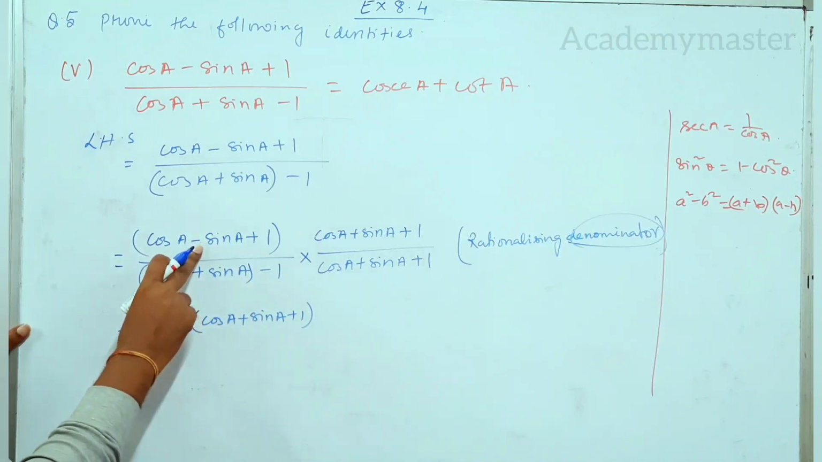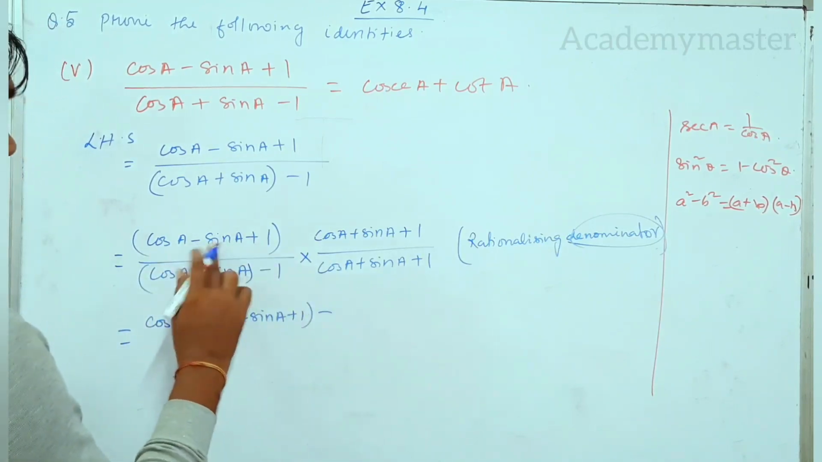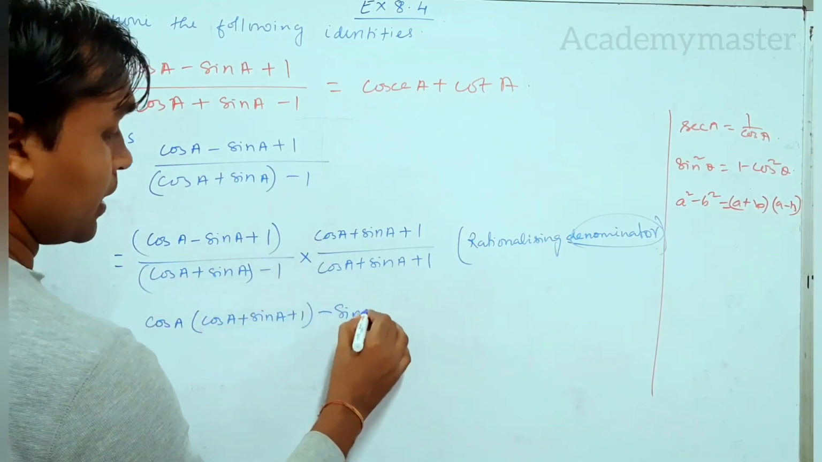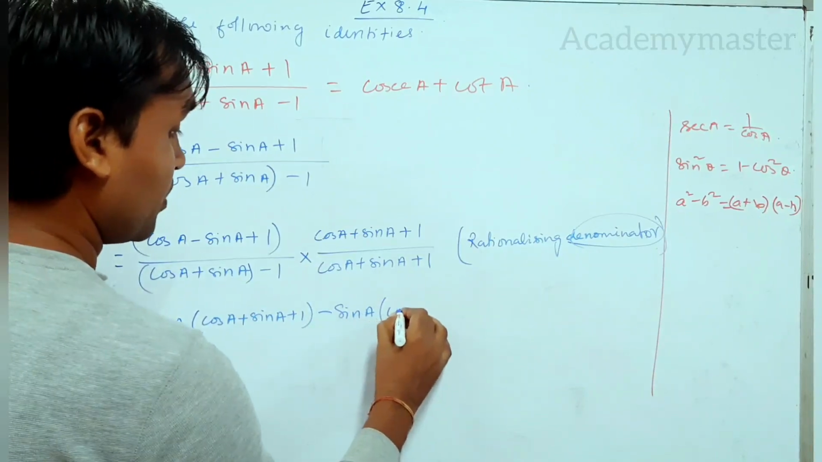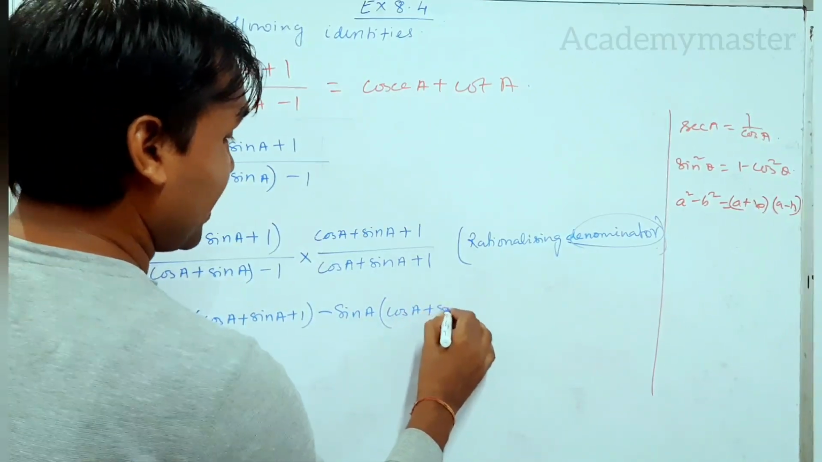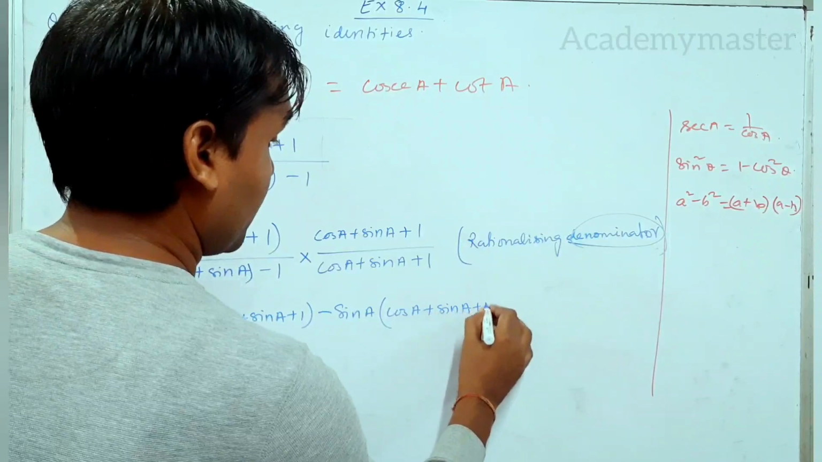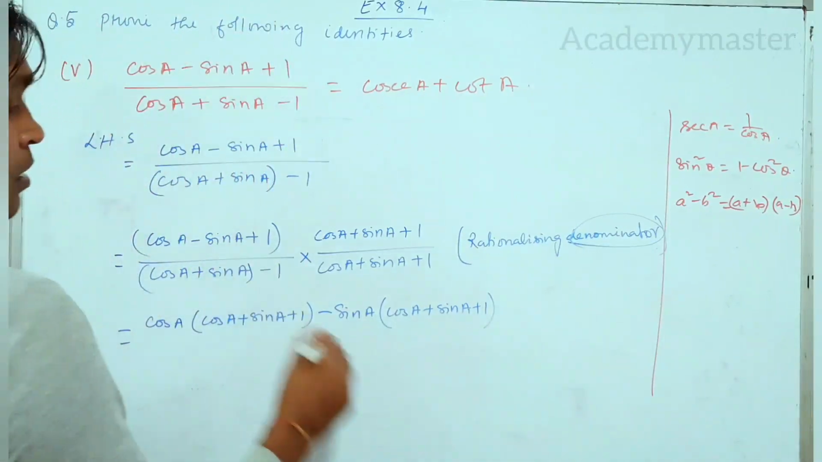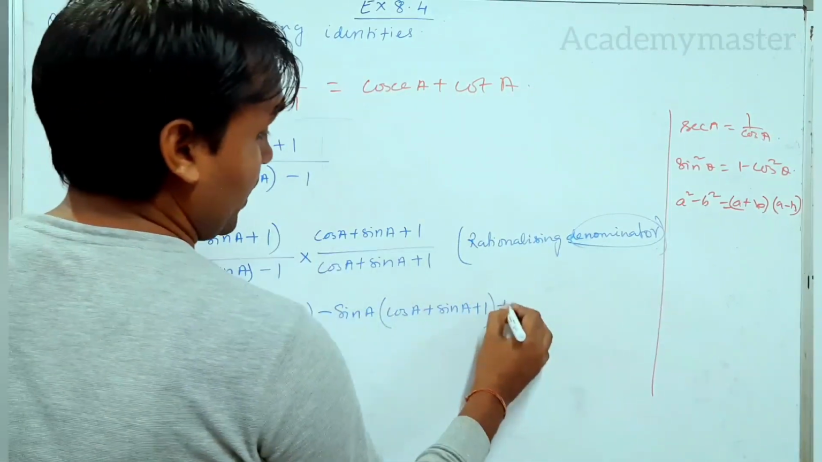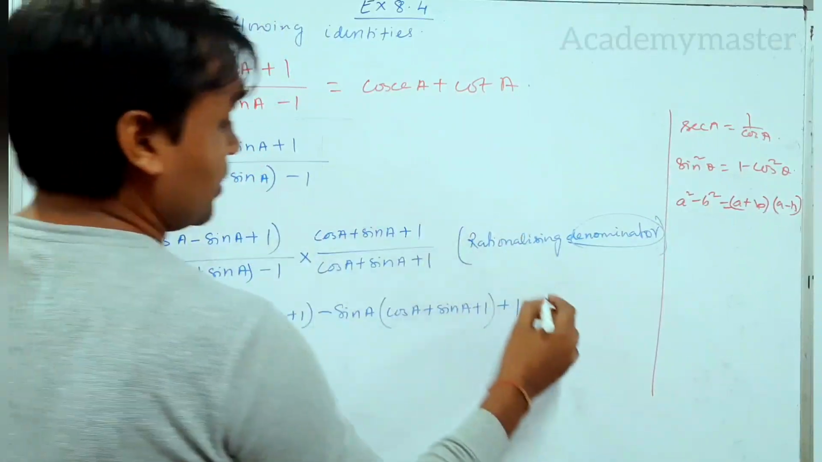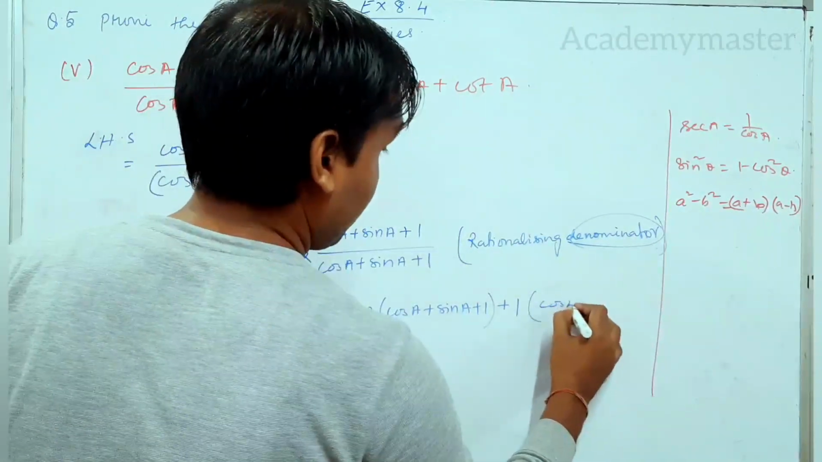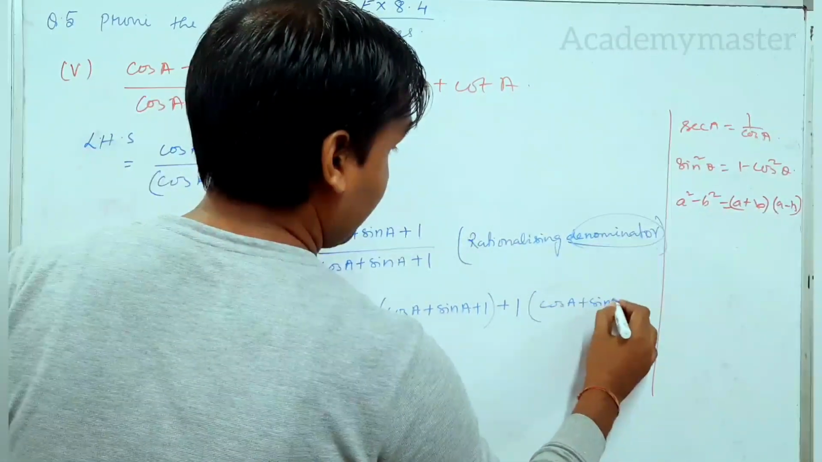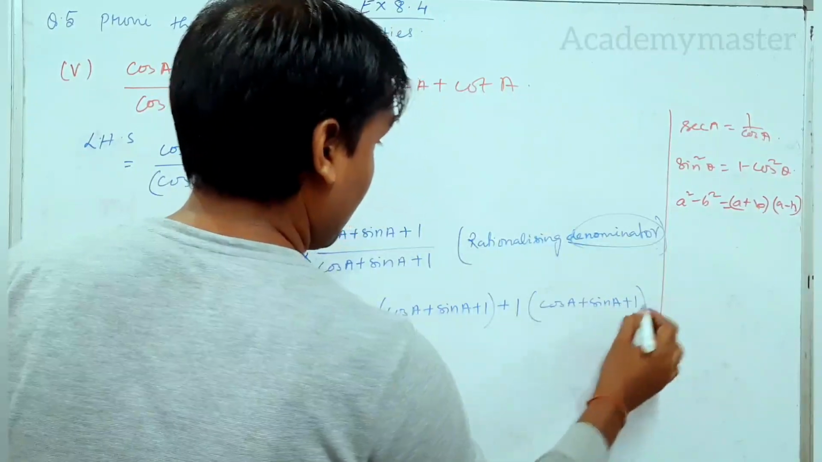Okay, done. Then what is the sign here? Minus. And what is it? Sine A. So we'll write here sine A, and it will be equals to cos A plus sine A plus 1. Again, next is what? Plus 1. So we'll write here plus 1 and multiply with that cos A plus sine A plus 1.